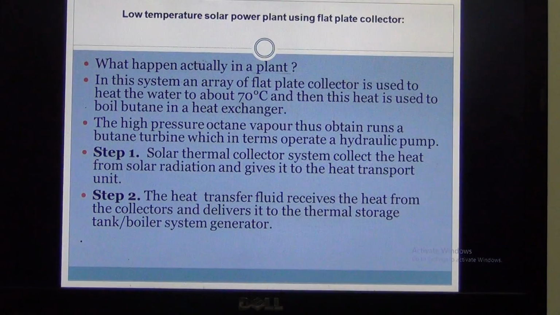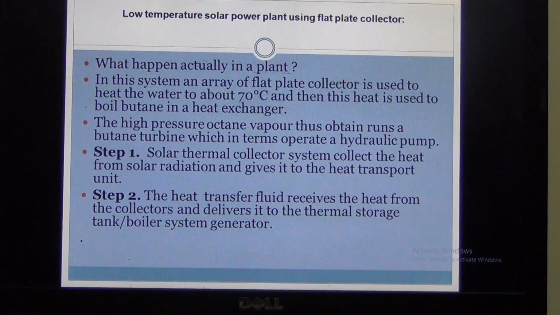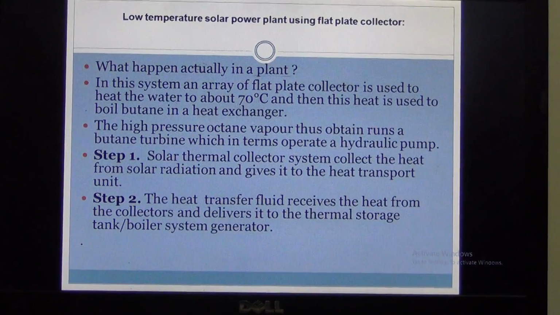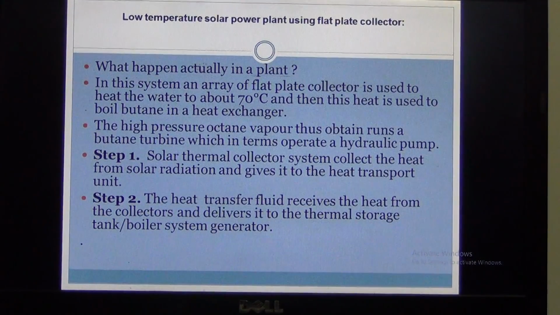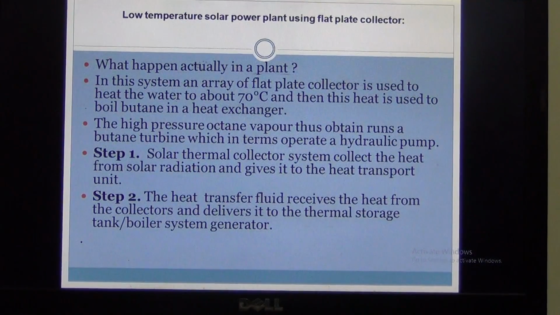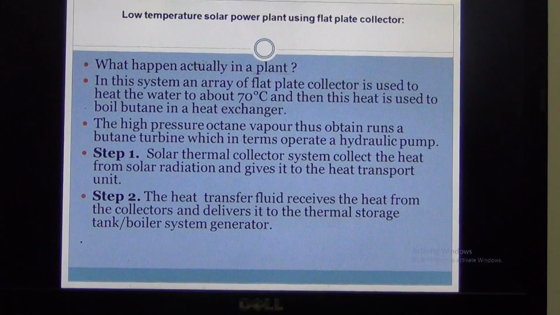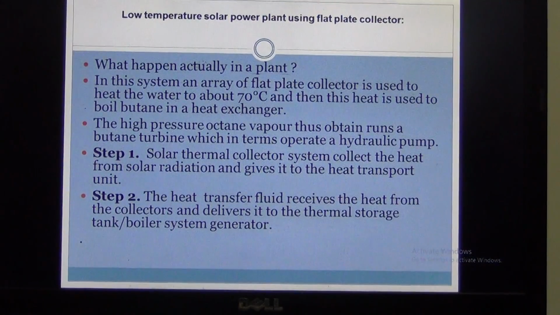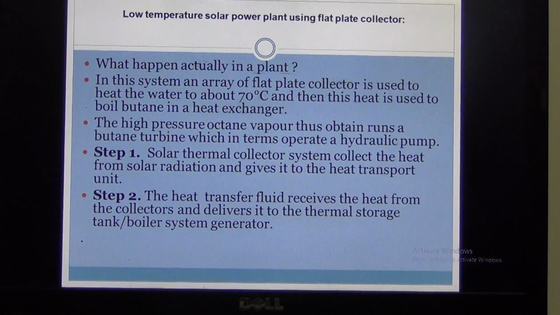The various steps which will be followed in a plant are: Step 1, the solar thermal collector system collects the heat from the solar radiation and gives it to the heat transport unit. Step 2, the heat transfer fluid receives the heat from the collectors and delivers it to the thermal storage tank or the boiler system generator. First, the collector collects the heat from the solar radiation, and the heat is transported to the other unit.